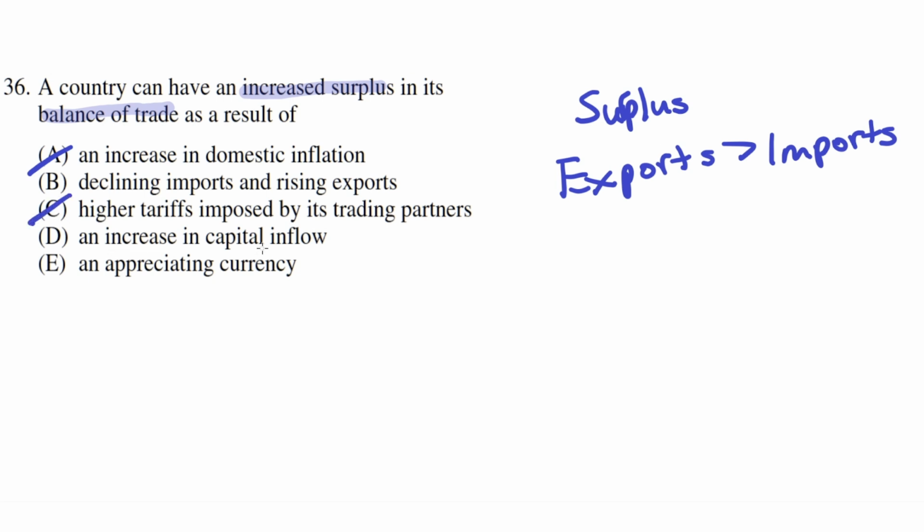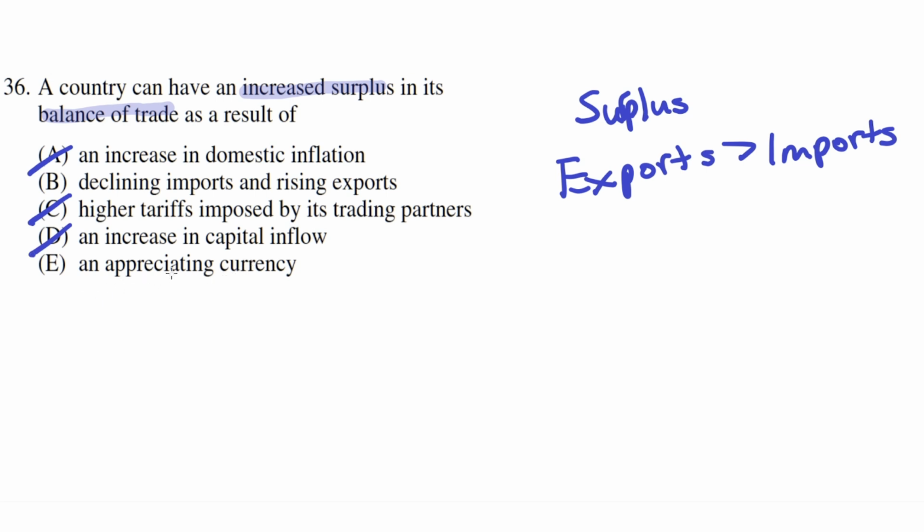D. An increase in capital inflow. This is incorrect because an increase in capital inflow means that the currency is appreciating, and because the currency is appreciating, it means that the value of that currency is greater compared to other currencies, and because of that, it takes more of other currencies to equal that currency. So therefore, their goods are more expensive than other goods. And because of this, exports would decrease because foreign countries would look for the cheaper goods. So D is incorrect.